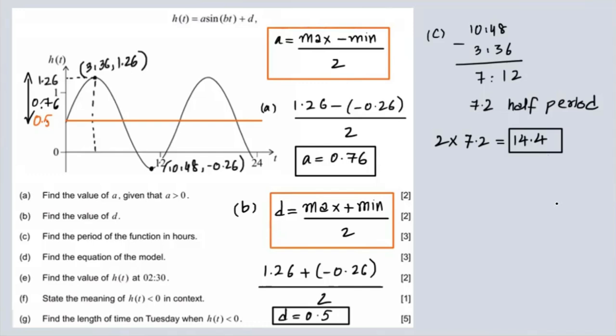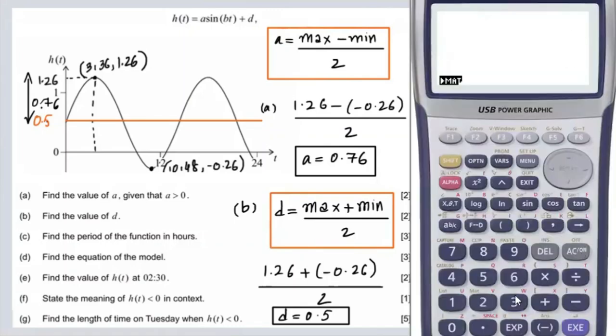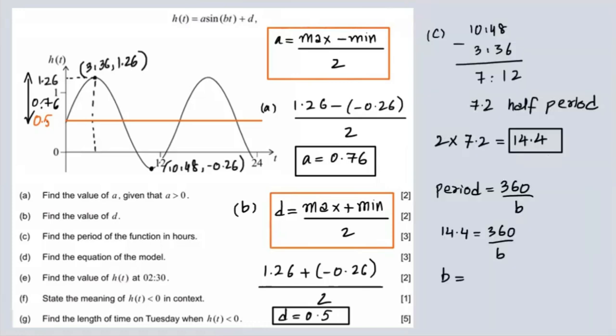In order to find the value of B, obviously you need the period. You have the period. So note down this formula as well for the period, as I wrote earlier in my explanation. The period's rule is 360 divided by B. So let's put 14.4 equals 360 divided by B, and I can find the value of B. That will give me 360 divided by 14.4. Oh, I'm getting a very nice value, 25. So that is the value of B, okay?